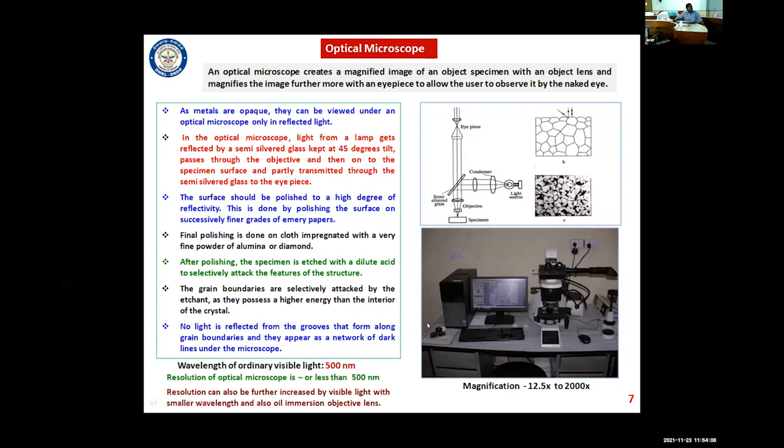This is the schematic, and this is the photograph of the optical microscope, where you can keep your sample here under the lenses, and light will come from here. And these are the eyepieces. You can see the microstructure, and on the screen also you can see. Actually, the resolution of the optical microscope is around 500 nanometers. The wavelength of ordinary light is around 500 nanometers, and the resolution should be approximately that of the wavelength of the light. But nowadays, with the technology in the lenses, by using oil immersion objective lenses, you can get the resolution up to 200 nanometers.